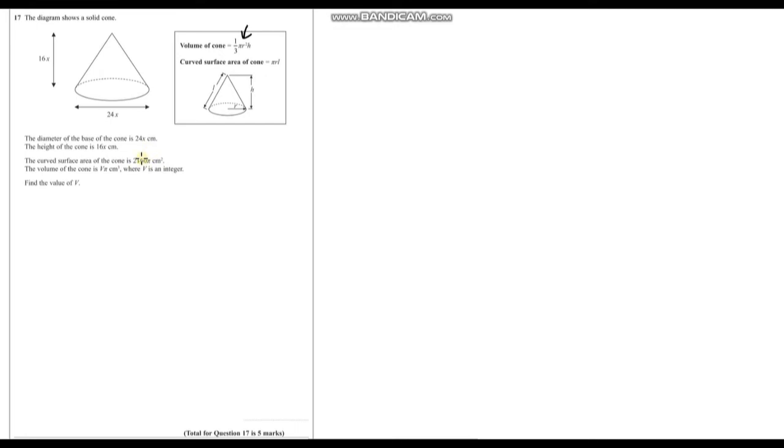The curved surface area is going to be pi times the radius times the length. When we calculate that, it's going to be 2,160 pi centimeters squared. First of all, what is the radius? If the diameter is 24x, the radius is just half of that, so the radius is going to be 12x. Oh sorry, we've still got pi. So it's going to be pi times 12x multiplied by our length.